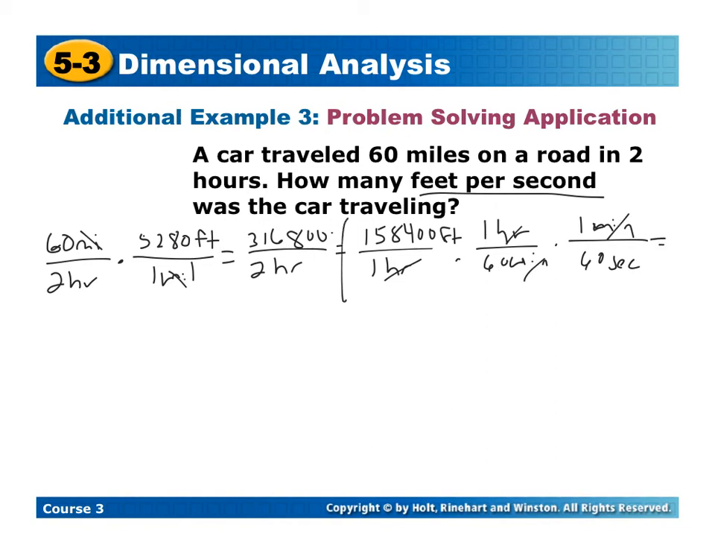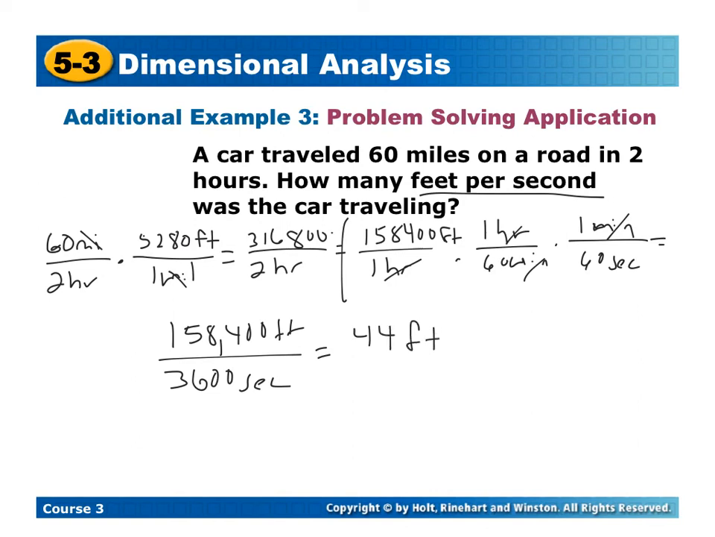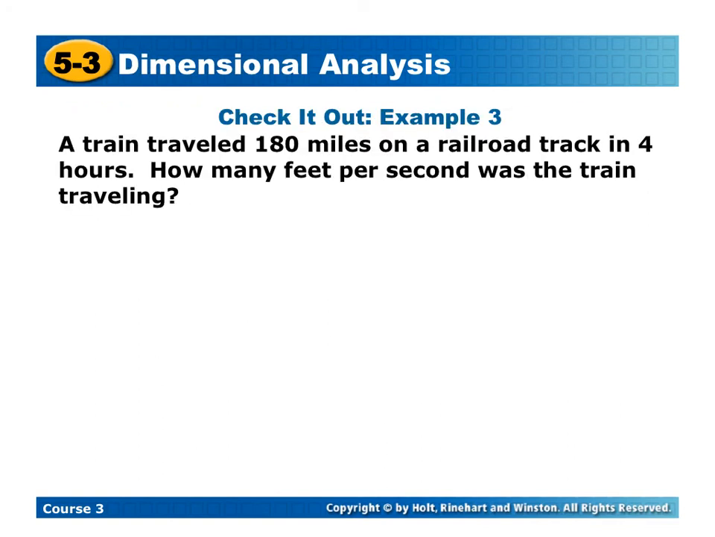So if we start here, we have 158,400 feet over 3,600 seconds. And now we're going to find the unit rate again. So I'm going to take 158,400 divided by the 3,600, and we get that they were actually traveling 44 feet per second. Now I know this can seem really complicated, but I want you to pause the video and try this one out on your own and see how you do. If you need to, go back and watch the last one again.